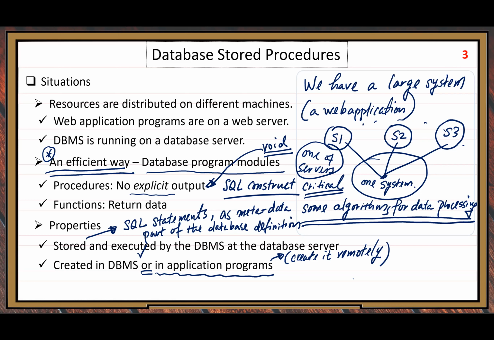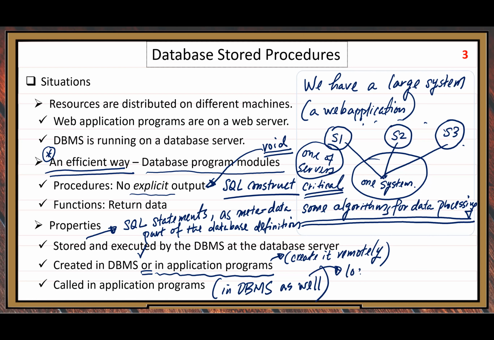Another property: called in application programs, definitely in DBMS you can call, DBMS as well. No problem, because that's the natural way. But other than that, we can call remotely. So this is called locally. In an application program, this we call remotely.